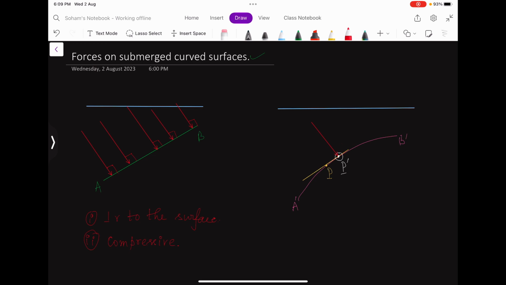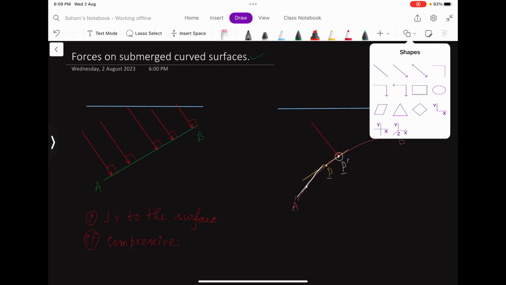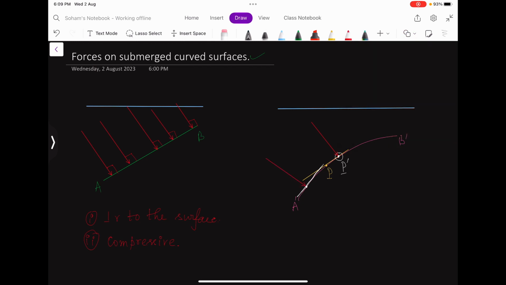Let us choose another point. Like this one. So here the tangent is looking like to be this, right? Approximately. So then the perpendicular force should be like this one.